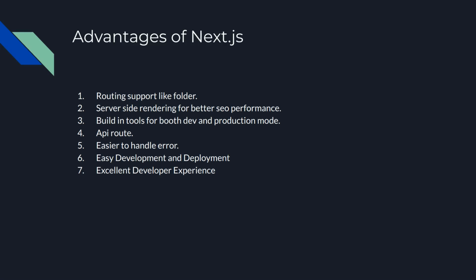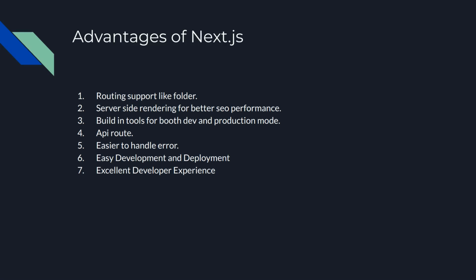Next.js fully supports a routing system. By default, the Next.js routing system is folder-based. For creating any route, you need to create a folder in the app directory for the app router, or in the src or pages directory or something like that. We will go through how to create these routes. And Next.js has built-in support for server-side rendering. It's best for SEO performance.